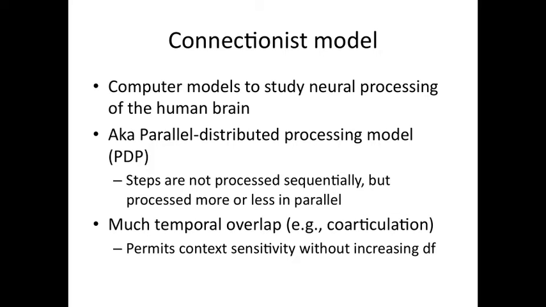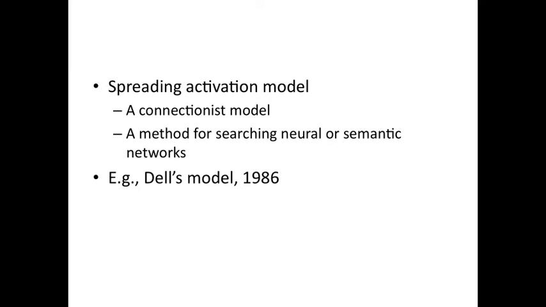Remember, our goal when we talked about degrees of freedom is to actually decrease the degrees of freedom in our speech production. So with the connectionist model, you're looking at a computer model of neural processing of the brain. The assumption of this model is that speech production happens more or less in a parallel way rather than a sequential way. It accounts for context sensitivity and it decreases the degrees of freedom. Okay, so it addresses two of those factors.